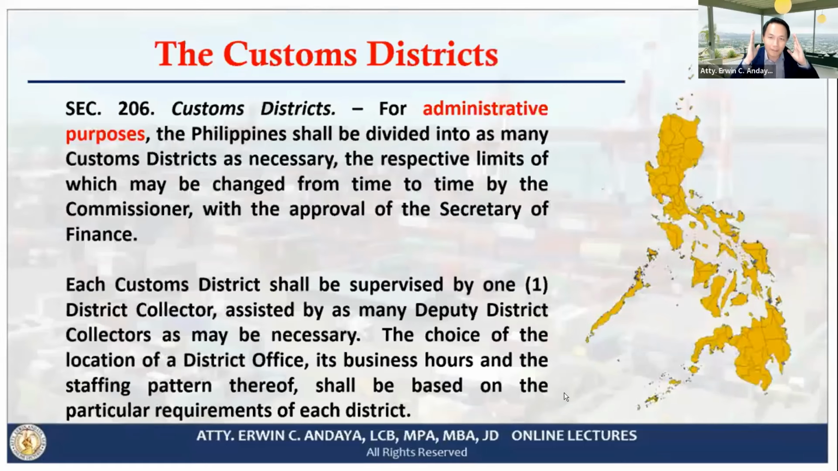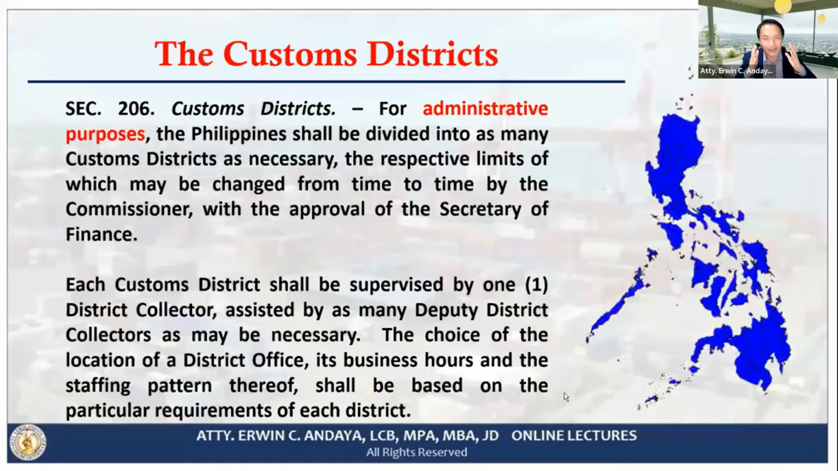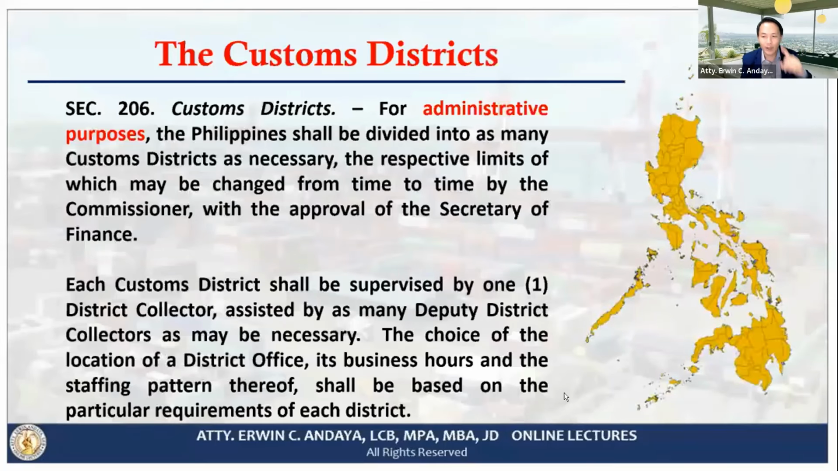So to retain the practice of naming the head of the port as district collector, hindi sinunod yung district officer, but binalik sa district collector. And the district collector is assisted by as many deputy district collectors as may be necessary. Kapag port po, may 3 deputy collector: 1 for administration, 1 for operations, and 1 for assessment.